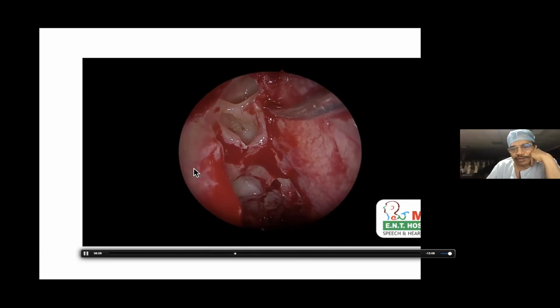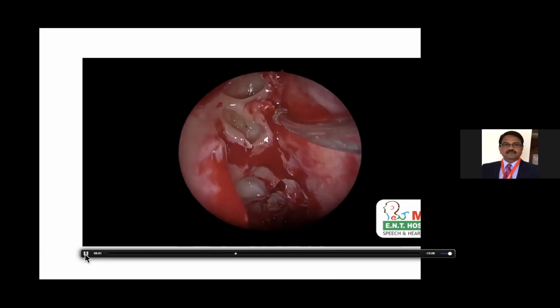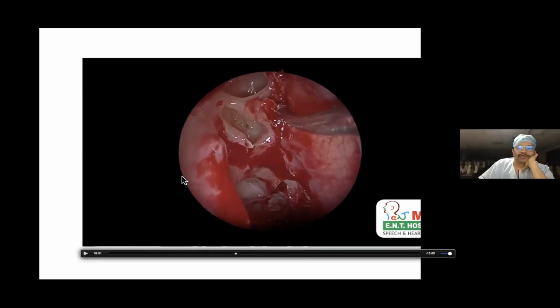So can we stop here just to recap the landmarks before you enter the frontal recess? We want to know the landmarks here. This was the agger nasi cell, and you see two cells here, what we have seen in the CT scan. This is a K2 situation.